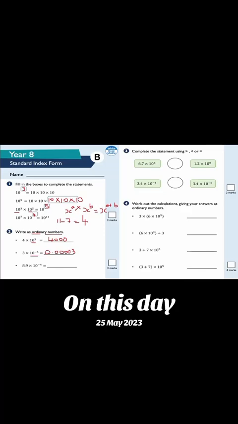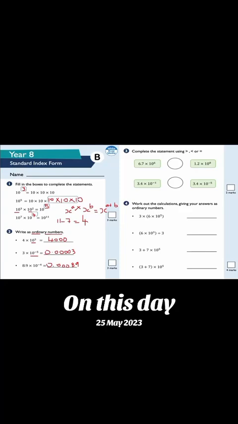Next one, 8.9 times 10 to the 4. So I'm going to have 0.00089. Let's just check here: 1, 2, 3, 4. Yep, that confirms my answer is correct.